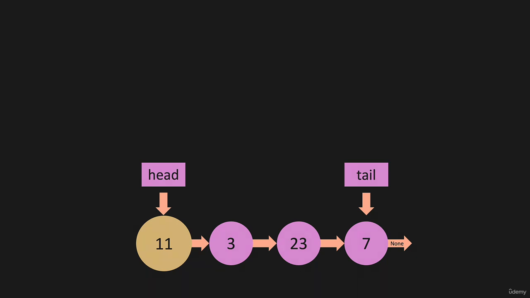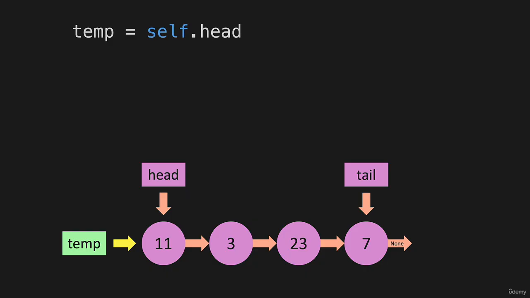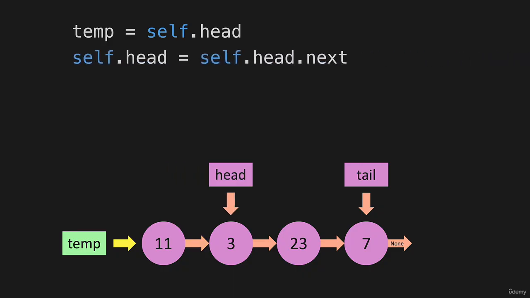In order to return that, we have to have something pointing at it. So we'll call that temp. And we'll say temp equals self.head. Then we're going to want to move head over. So we'll set that equal to head.next. And that'll move that over. We do that with this line of code.